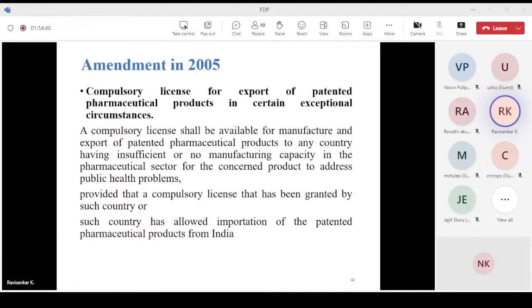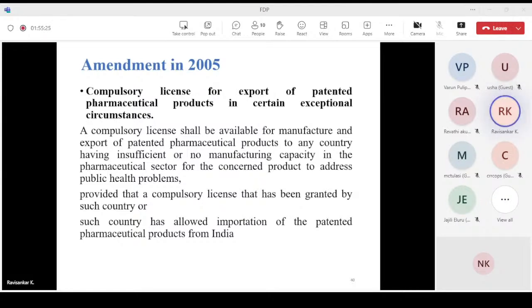After 2002, again in 2005, they made some amendments, out of which one is compulsory license for export of patented products in certain exceptional circumstances. So this compulsory license shall be available for manufacture and export of patented products to any country having insufficient or no manufacturing capacity in the pharmaceutical sector for the concerned product to address public health problems, provided that compulsory license has been granted by such country or such country has allowed importation of patented products from India.